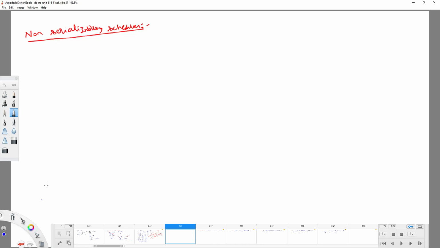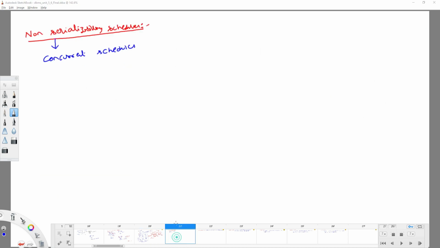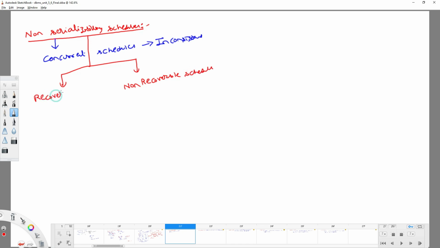Obviously the basic property of non-serial schedules is that they are concurrent transactions. Are they concurrent schedules? Yes, they are concurrent schedules because they come under non-serial schedules. As they are executed, they sometimes produce an inconsistent database also. So based on this, they are classified into two types, which you have seen earlier: one is non-recoverable schedules, another is recoverable schedules.